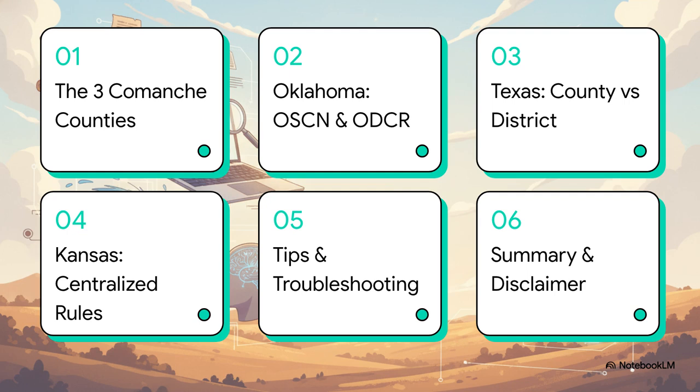So here is our roadmap for today's explainer. First, the three Comanche counties. Second, Oklahoma's OSCN and ODCR systems. Third, Texas and its county versus district setup. Fourth, Kansas's centralized access rules. And then we'll wrap up with some crucial pro tips, a quick summary, and a legal disclaimer.